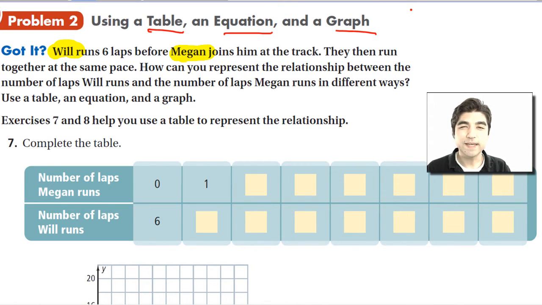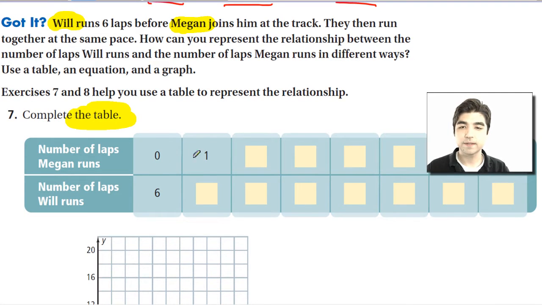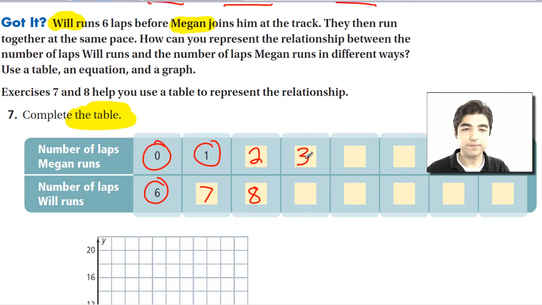So let's do the table first. This is the table part. They kind of set it up for us. We have the number of laps that Megan ran and the number of laps that Will ran. By the time Megan shows up, maybe she's a little lazy, she slept in, Will has already run 6 laps when Megan ran 0. Then Megan comes and they start running. So if Megan runs 1 lap, Will has run 7 laps, and 2 and 8, and 3. Remember, if Megan ran 3 laps, Will has already run 6 more than that. So that's 3 plus 6 equals 9.